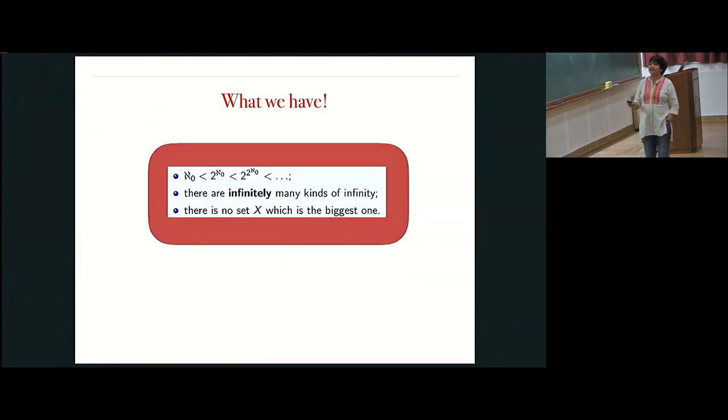So hence we have that Aleph null is less than 2 to the power Aleph null, less than 2 to the power 2 to the power Aleph null, and so on, and so on. So there are actually infinitely many kinds of infinity, and there is no set which is the biggest one. Okay.